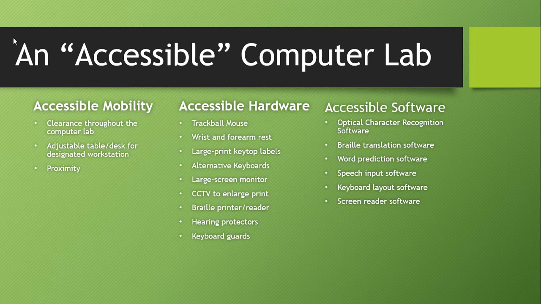Among the many types of assistive hardware that a school can purchase, the most useful devices will be a trackball mouse, wrist and forearm rests, alternative keyboards such as extended, mini, or one-handed, a scanner, and a large screen monitor. Other hardware that can be beneficial is a closed captioning TV for enlarging print, a braille printer or translator, hearing protectors, and keyboard guards. Assistive software that can complement hardware devices include braille translation software, word prediction software, optical character recognition software, speech input software, and keyboard layout software.